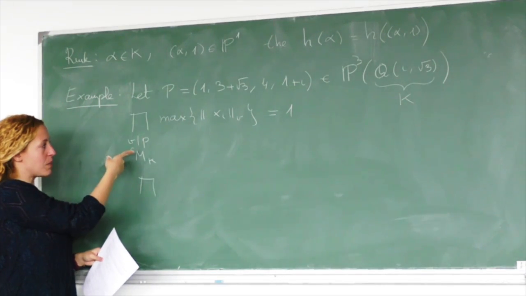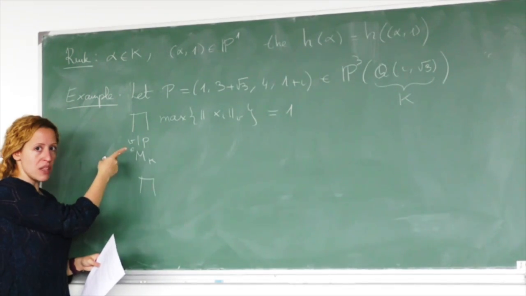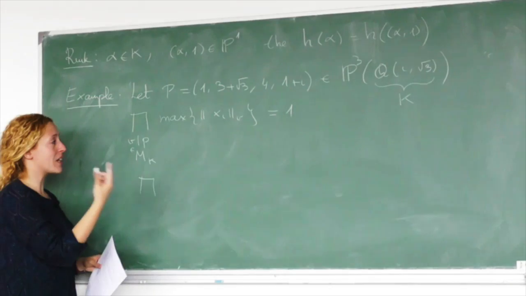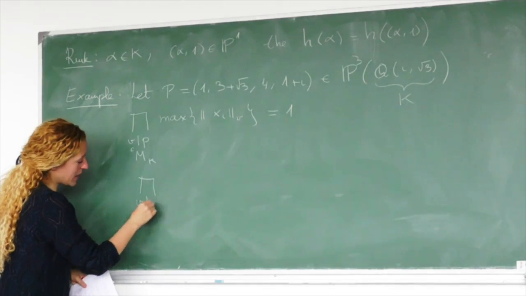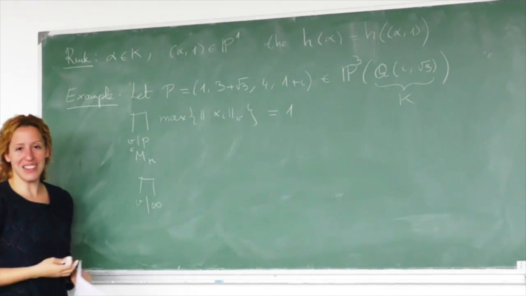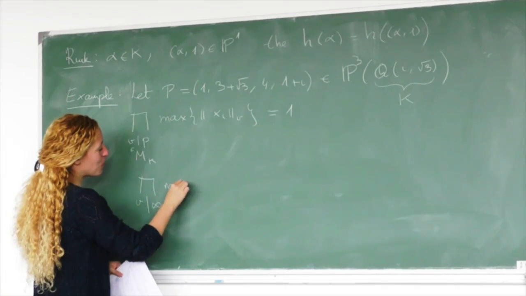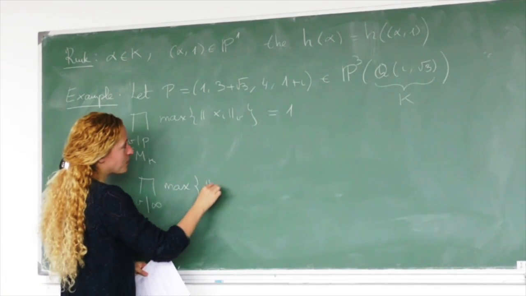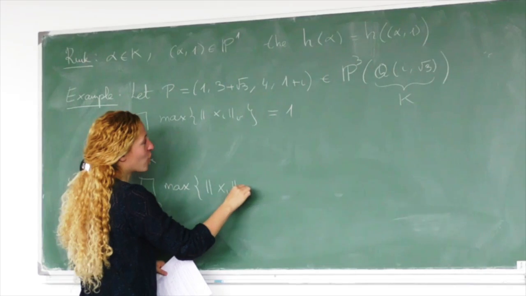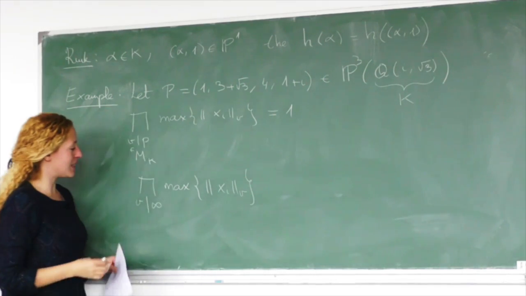Those are the non-Archimedean valuations. So I have to look at the Archimedean ones. Those ones, they are denoted, well, like this. This is just, again, an abuse of notation. And I have to compute this. Okay, so now let's look at this closer.